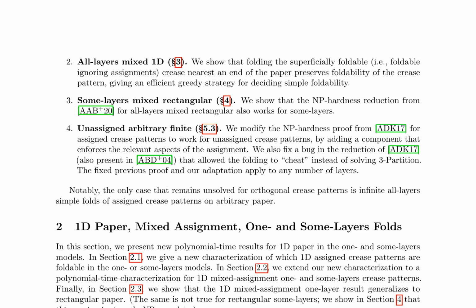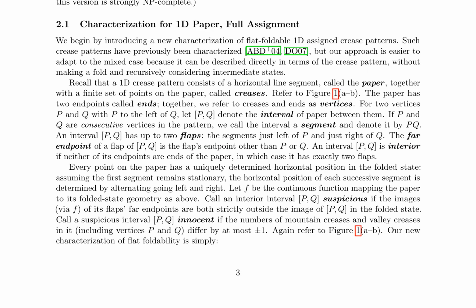A new characterization of which 1D assigned crease patterns are foldable in the one or some layers models is presented. This characterization is then extended to 1D mixed assignment one and some layers crease patterns. In the 1D crease pattern model, a horizontal line segment represents the paper, with a finite set of points on the paper denoting creases. The paper has two endpoints, referred to as ends, and together, creases and ends are vertices.